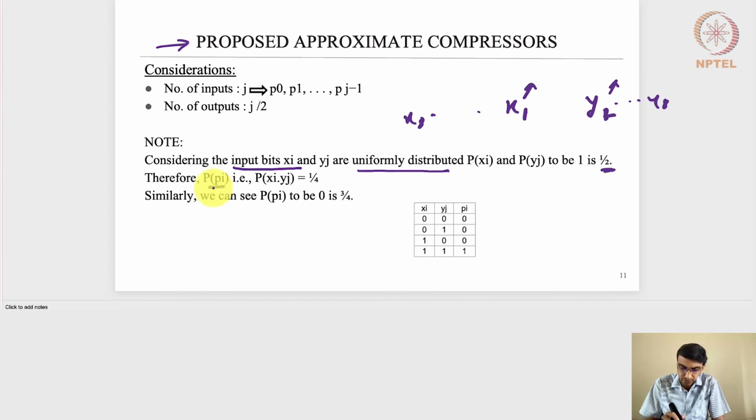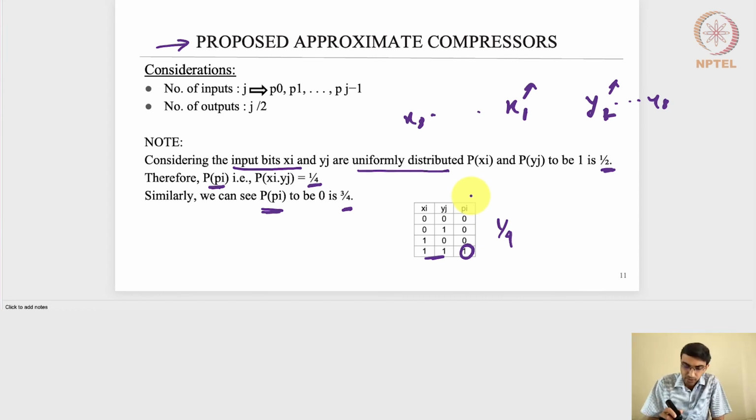Therefore, the probability of pi, the probability of each partial product, will be half multiplied by half, because it is the probability of xi ANDing with yi, which will be 1 by 4. Similarly, the probability of pi being 0 is 3 by 4, and that's what is written in this particular table, xi, yj and pij. We will have only one case out of the 4 where it is 1, so that's why it is 1 by 4 for the partial product being 1.